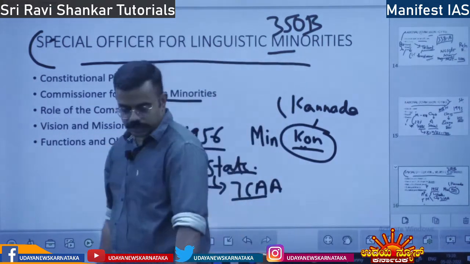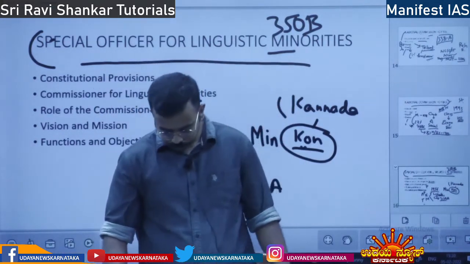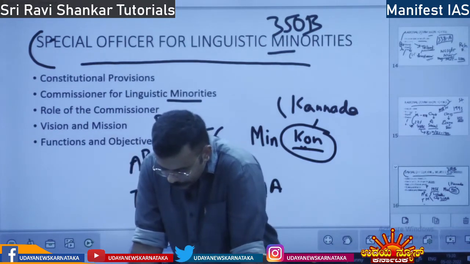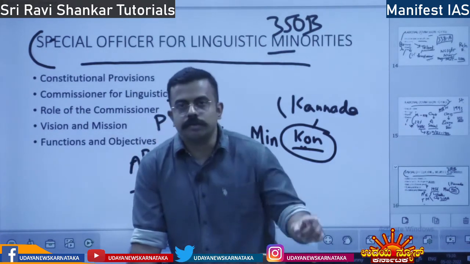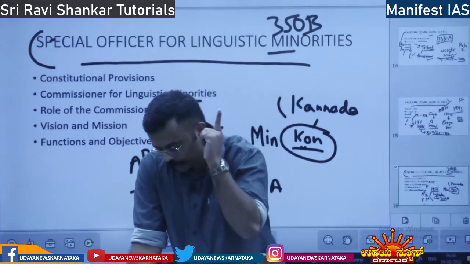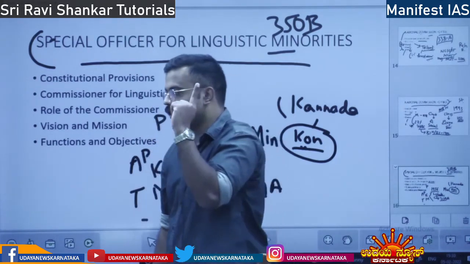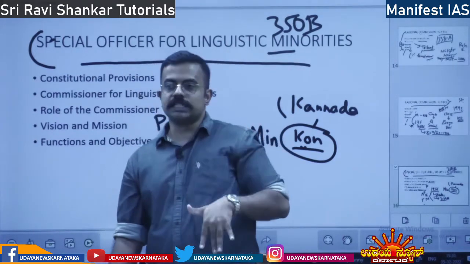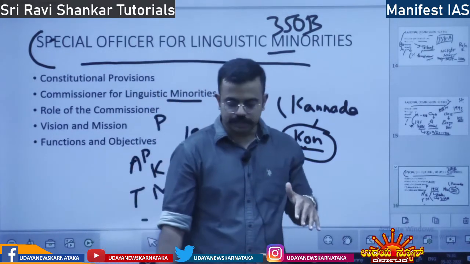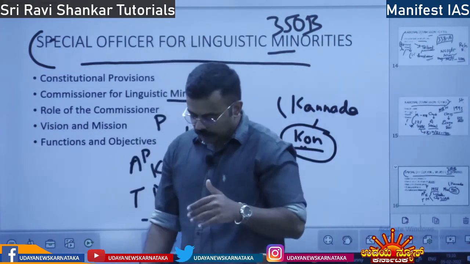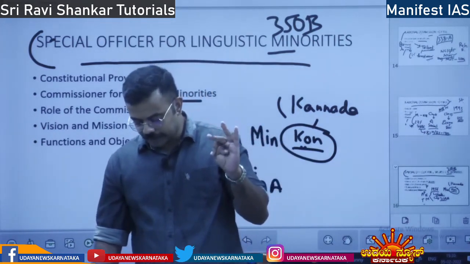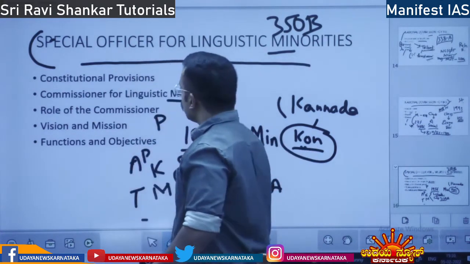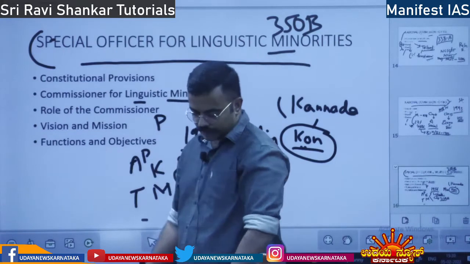Commissioner for Linguistic Minorities. Okay, so how many commissioners are there? There is actually one commissioner. The special officer is one commissioner. He resides in Allahabad. His head office is in Allahabad. However, 3 regional officers are there. What are the 3 regional officers? One is in Belgaum, another is in Chennai, one more is in Kolkata. So this is all about the Commissioner of Linguistic Minorities.